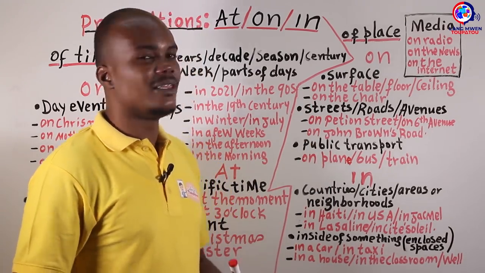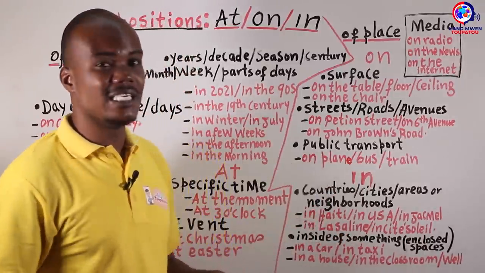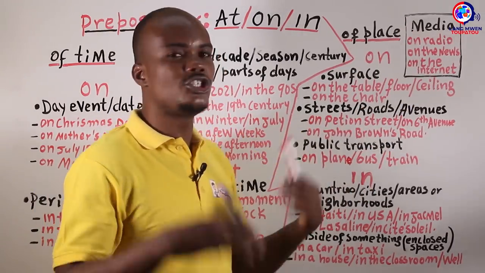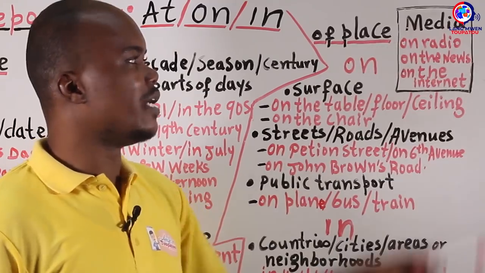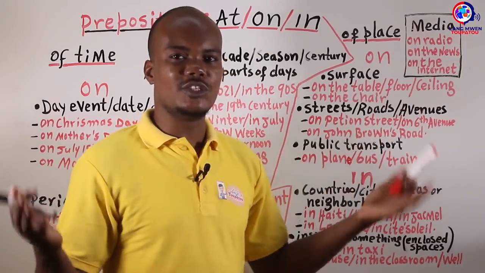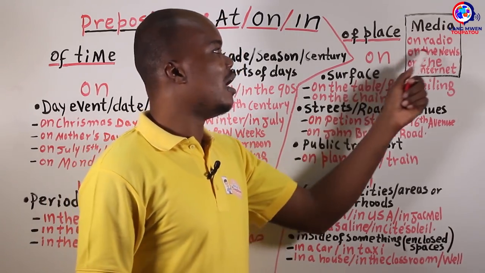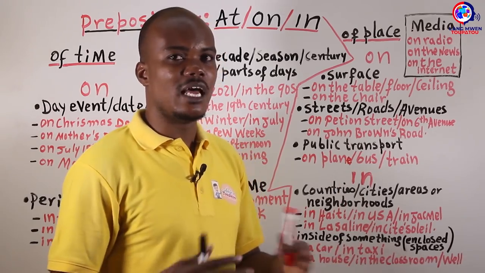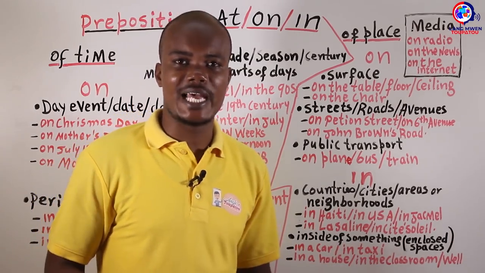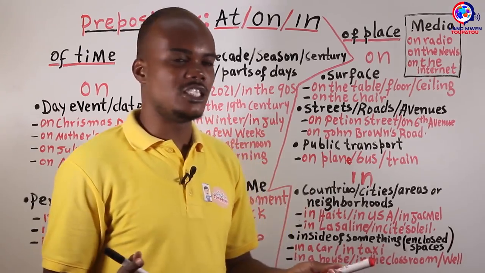But not only this, there is another way you can use preposition on. And very often you hear that. Très souvent, vous entendez ça. For talking about media or communication. Lorsqu'on parle de media, you should use preposition on. You say on radio or on the radio, on the news. I listen to this on radio. Entendez-vous ça? C'est comme ça qu'on dit ça. On the news. La nouvelle. And you say on the internet. Sur internet, on dit on the internet. Okay? So, you use preposition on for talking about media or communication.